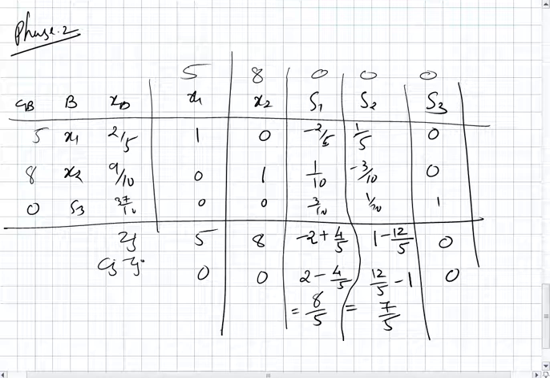Which variable will enter a basis can be identified from this. Sorry, here it is 5 times 2, it is 10 minus 4, so 6 by 5. Okay, so 7 by 5 is larger, so the corresponding variable S2 will enter a basis.